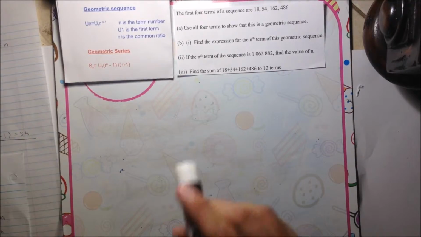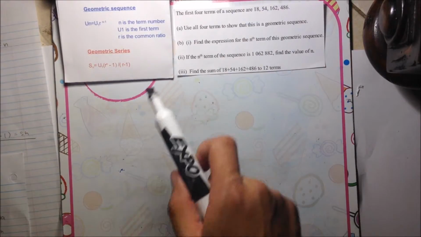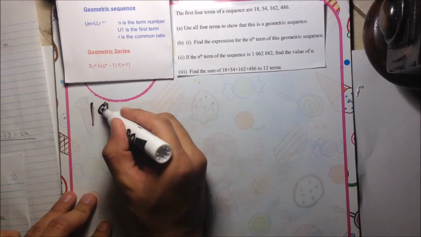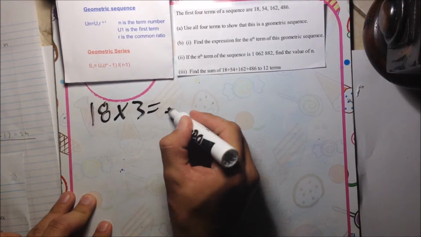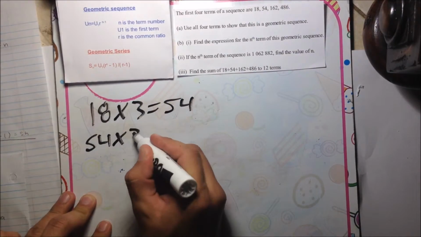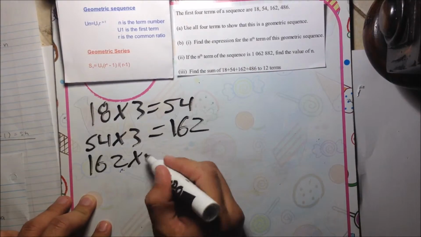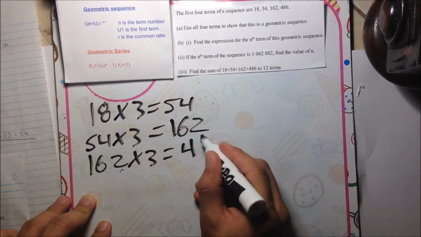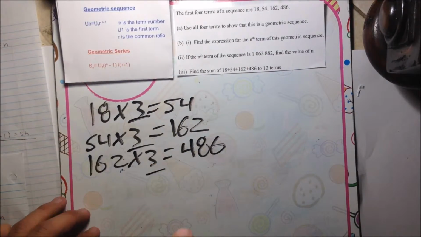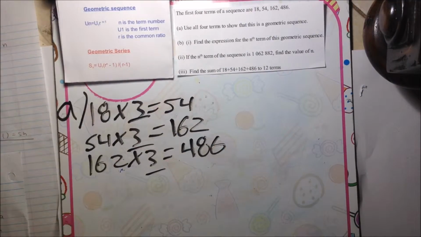So in other words, this will be geometric if we can get from the 18 to 54 to 162 and to 486 by multiplying by a common term. To show that this is a geometric sequence, we can have 18 times 3 is 54. And then to get from 54 to 162 we have to multiply by 3, and the same thing with 162 in order to get 486. So based on this, we know that this is geometric because by multiplying each term by 3 we can get the next term. So for part A, this is how you show that this is a geometric sequence.